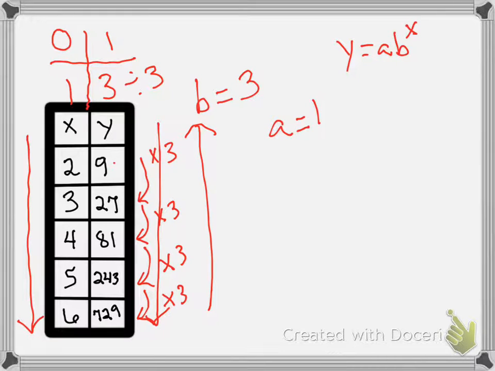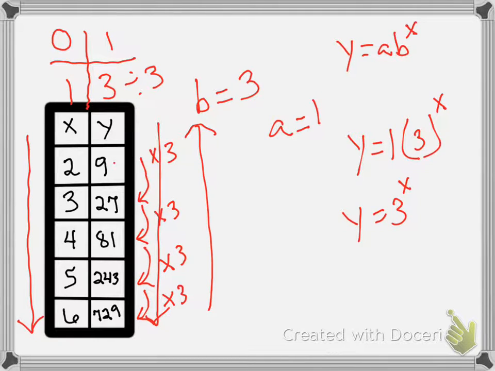So when we make our equation, we'll have y equals 1 times 3 to the x power. But multiplying by 1 doesn't change anything. So we don't even really need to have the 1 or the parentheses. We can just say y equals 3 to the x power.